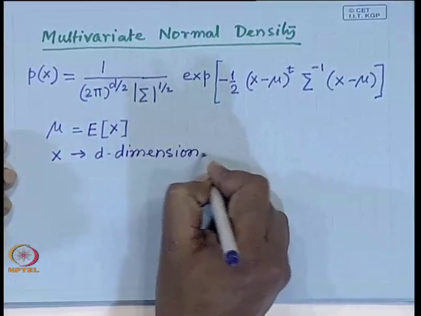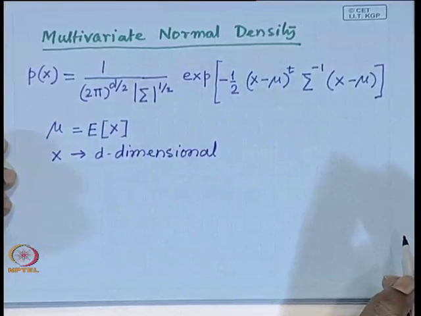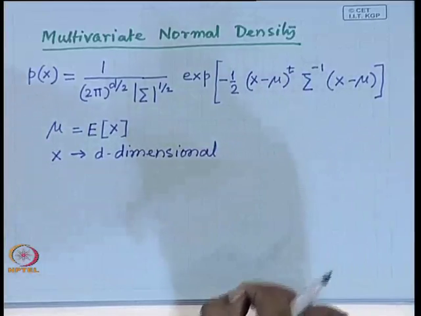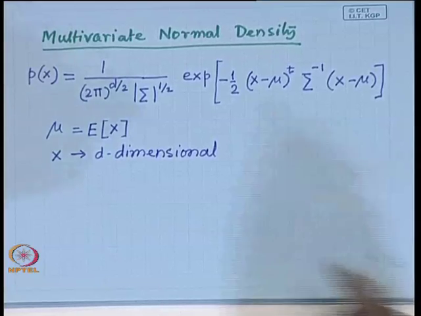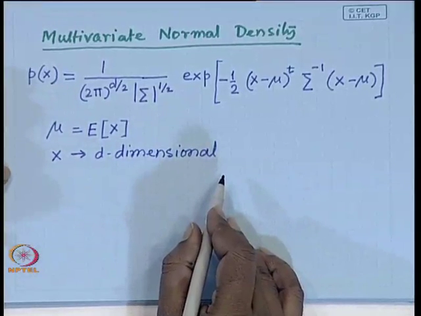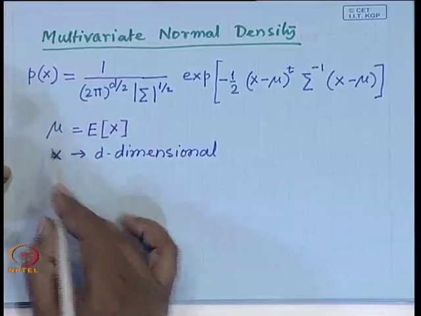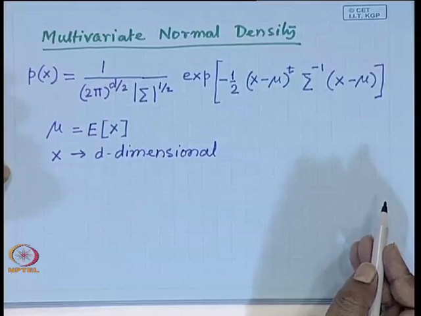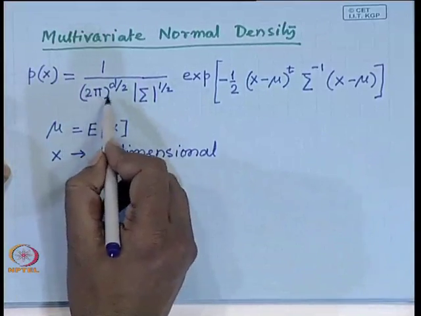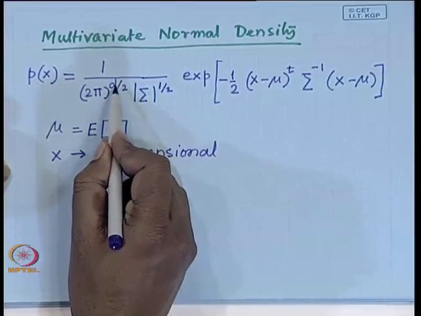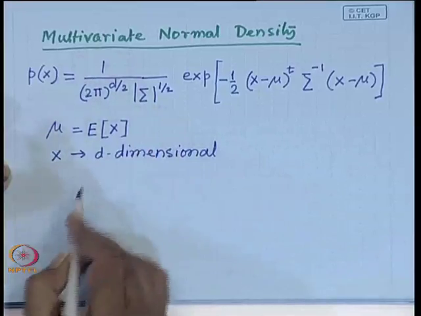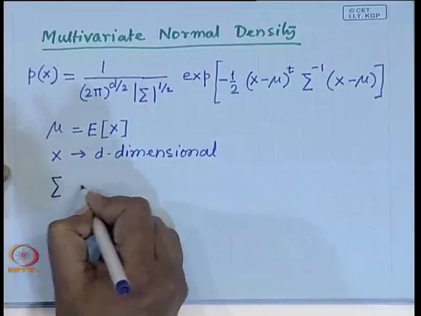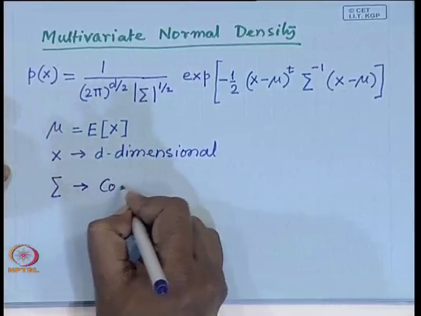Because we have assumed that our feature vector is d-dimensional, that is, d number of individual features are concatenated together to give you the feature vector. So, X is a d-dimensional feature vector. Accordingly the mean vector mu will also be of dimension d. So, in this 2 pi to the power d by 2, this d is nothing but the dimension of the feature vector. And this sigma is what is called the covariance matrix.